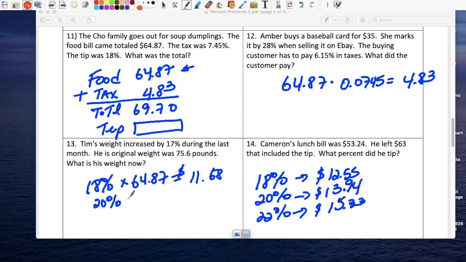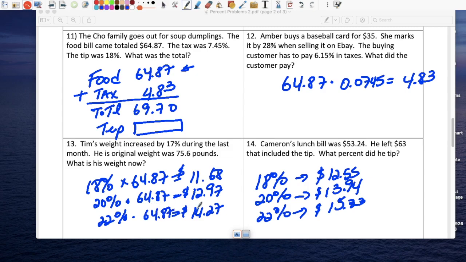You know what? I might as well do the rest. 20%, and I know I should change that to a decimal, but 0.2 times 64.87 is $12.97. And the third one, 0.22 times 64.87, and the third one is 14.27. Nope, yeah, 22%.